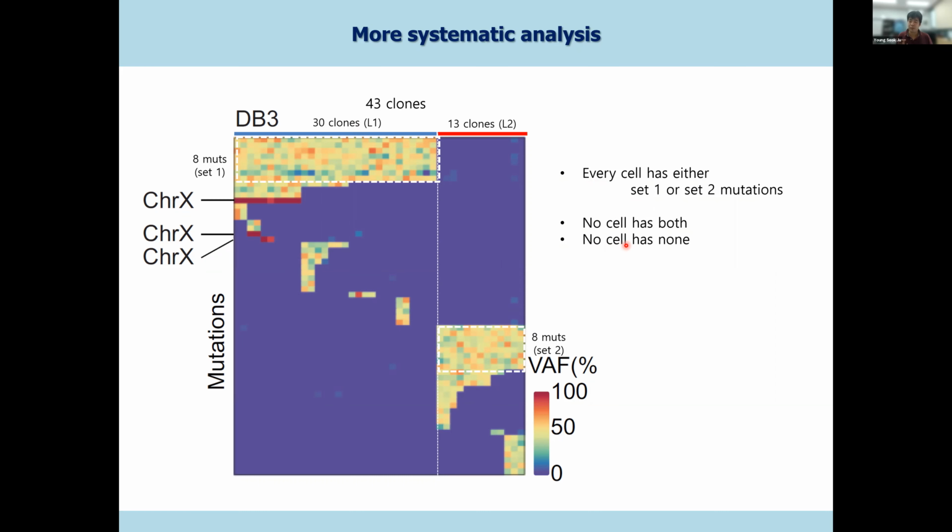So we concluded that those mutation sets were acquired in the 2-cell stage embryo. One mutation set accumulated in the first cell of the 2-cell stage embryo, and the other mutation set accumulated in the second cell of the 2-cell stage embryo.